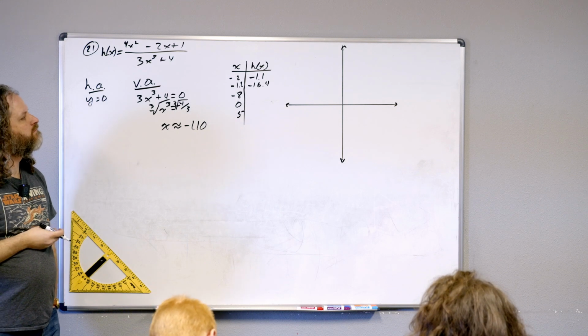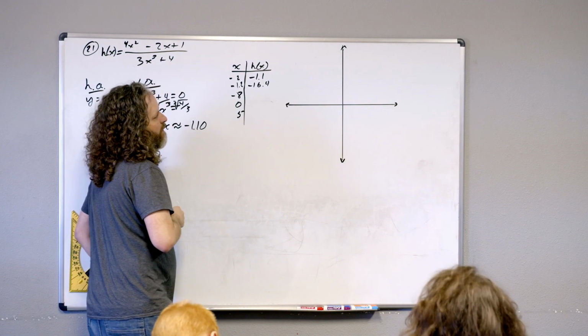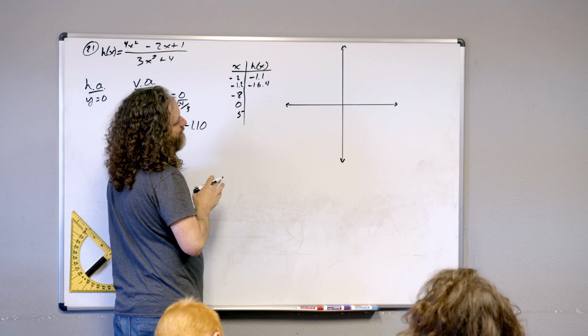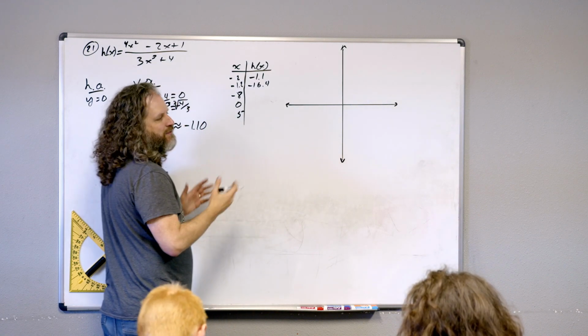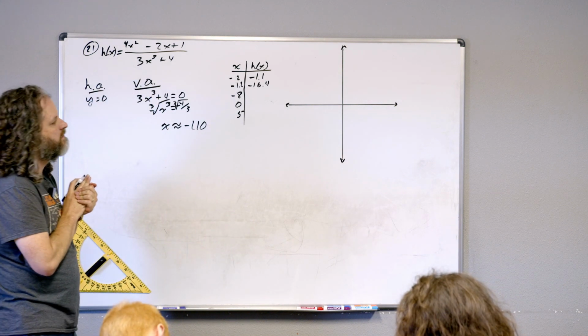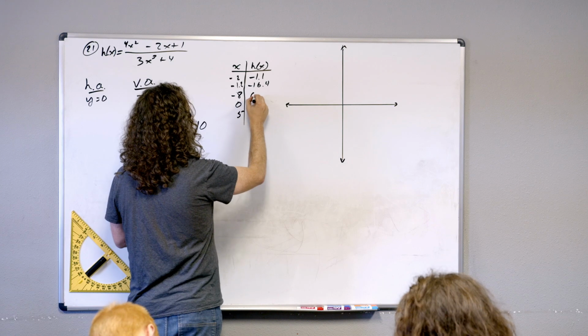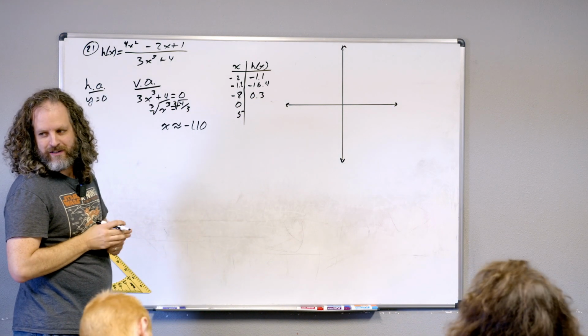I just did one that was really close to the asymptote to see the end behavior there, not really full end behavior, but if we stopped there basically. -8 is what? 0.215, negative. And 0 is what?